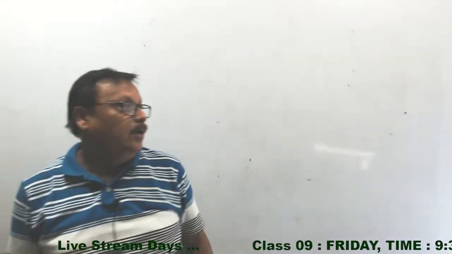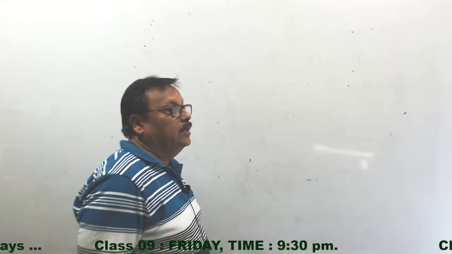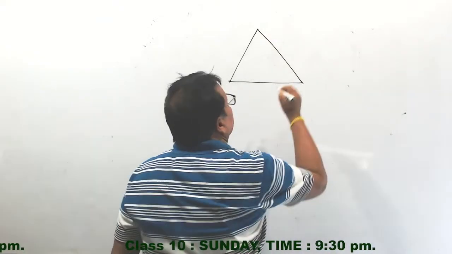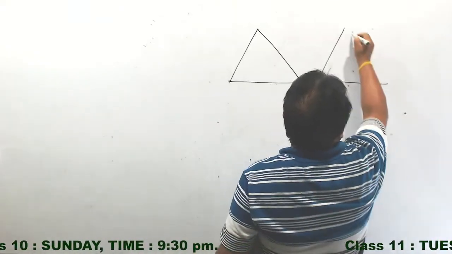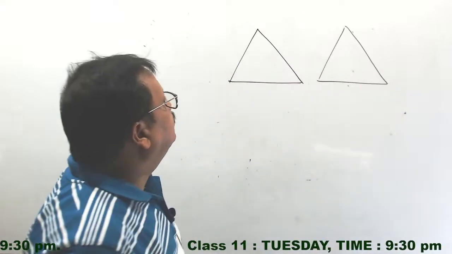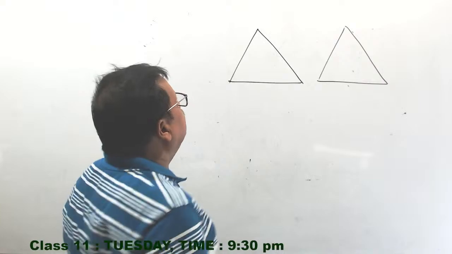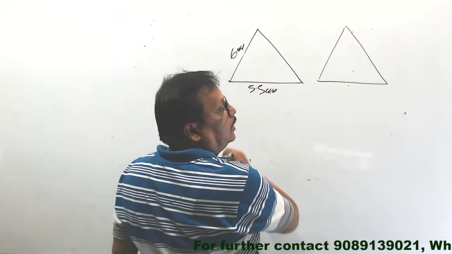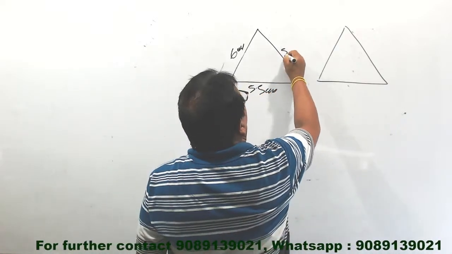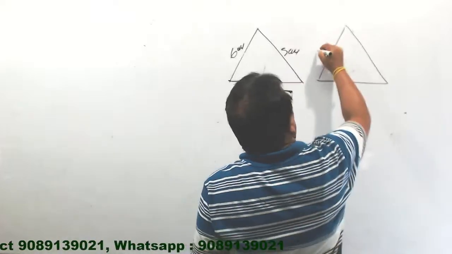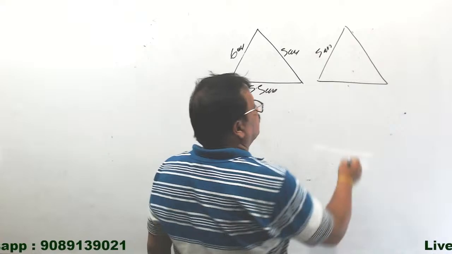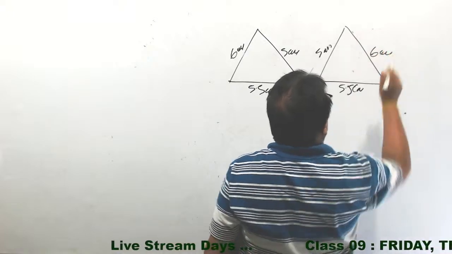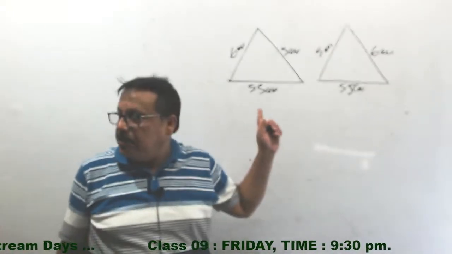Okay, what is the first problem? Problem number 1. My drawing is not appropriate, I think. 6 centimeter, this side is 6 centimeter, it is given. Then 5.5 centimeter. This is also 5 centimeter. This is 5.5 centimeter. And this is 6 centimeter given.